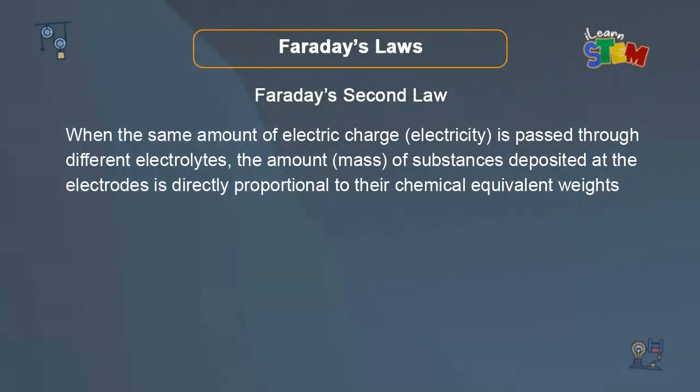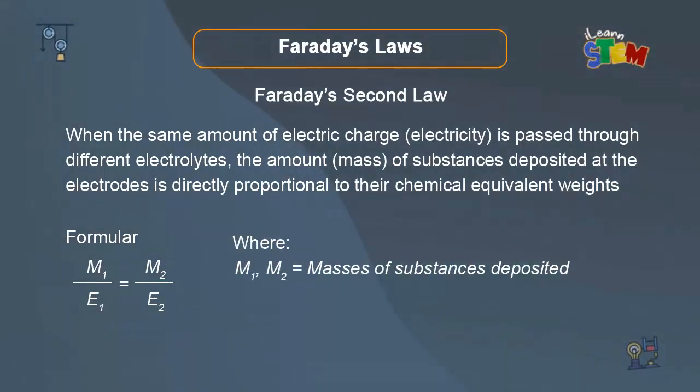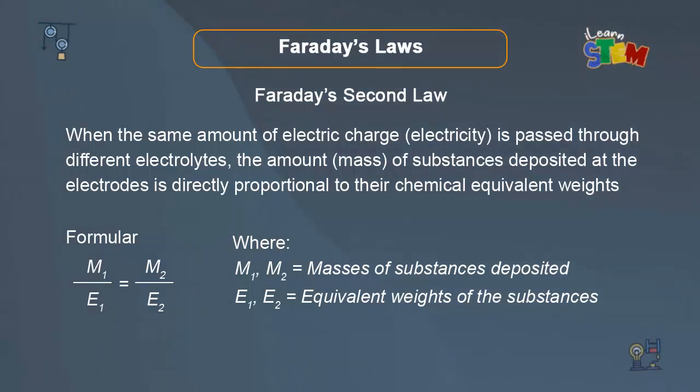Faraday's second law of electrolysis states that, when the same amount of electric charge is passed through different electrolytes, the amount of substances deposited at the electrodes is directly proportional to their chemical equivalent weights. The formula: M1 over E1 equals M2 over E2, where M1 and M2 are the masses of substances deposited. E1 and E2 are the equivalent weights of the substances.